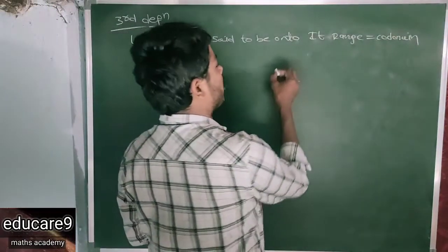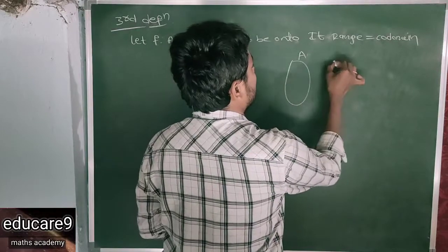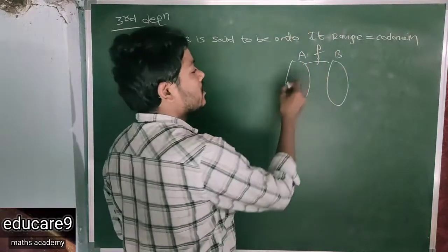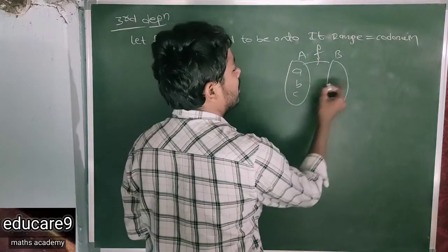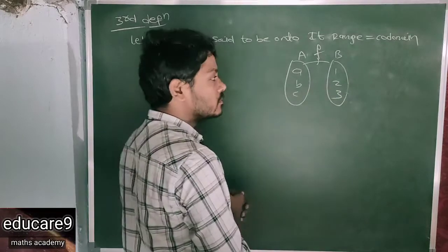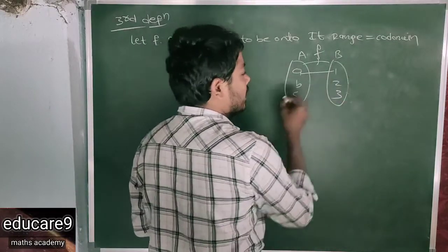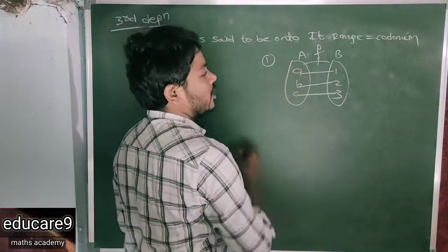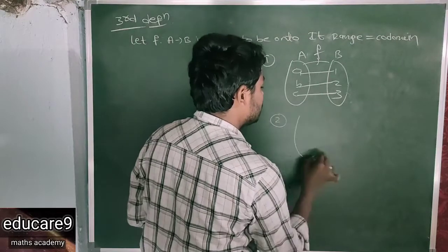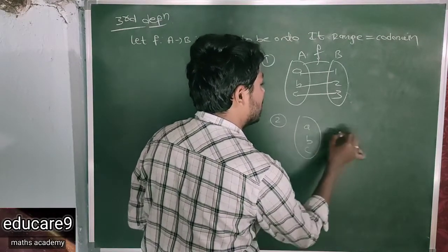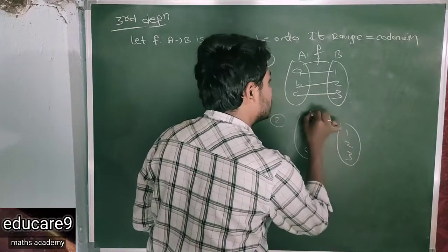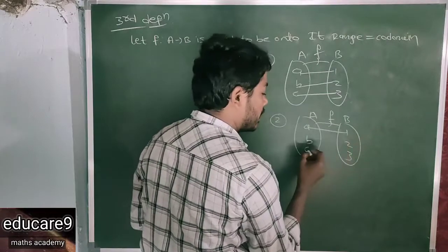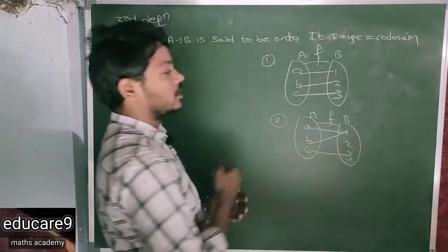See here, for example, A and B are two non-empty sets. There exists a relation f. It has the elements of A: a, b, c, and here 1, 2, 3. Here a is mapped to 1, b is mapped to 2 and c is mapped to 3. One more example. Take the same example a, b, c, and here 1, 2, 3. This is A and this is B. Relation is f. a is mapped to 1, b is mapped to 1, c is mapped to 3.